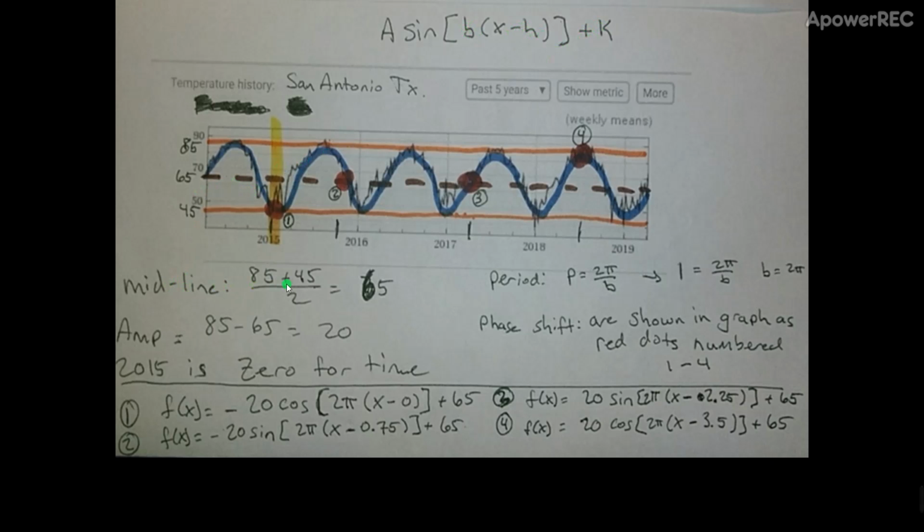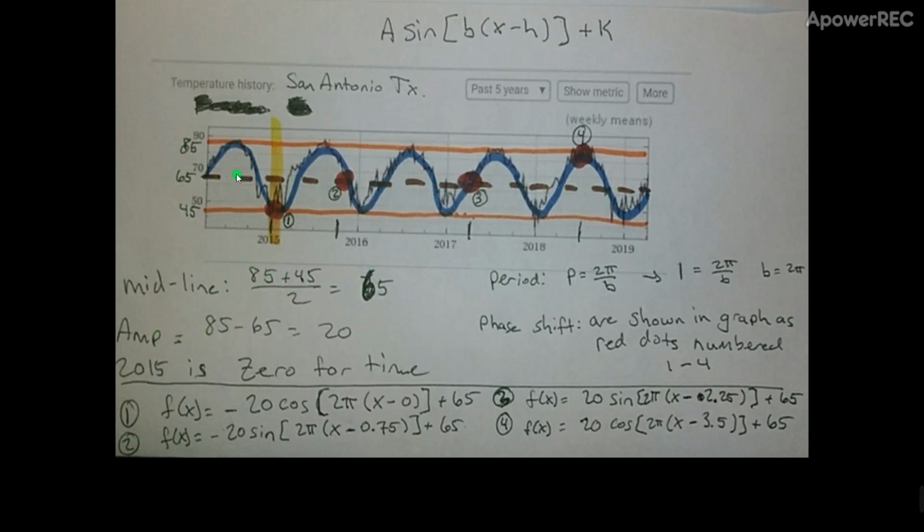The first thing you need to get is your midline, which is the difference between the high point, which I got here is 85, and the low point, which I got here is 45. I'm sorry, not the difference, the sum of those two divided by 2. So 85 plus 45 divided by 2 gives us our midline, which is 65. And that's a pretty good midline here.